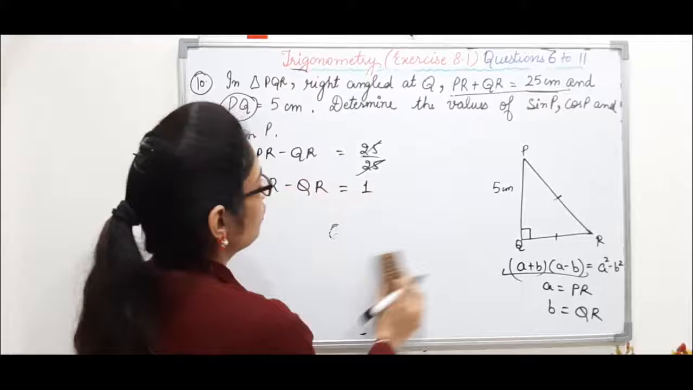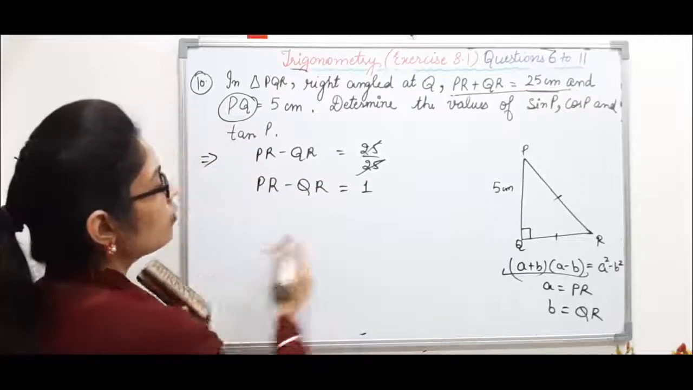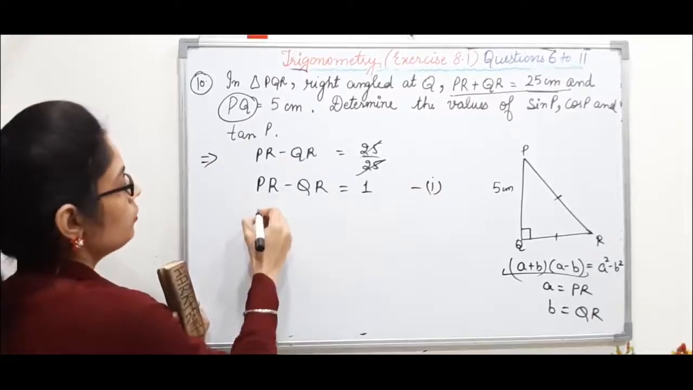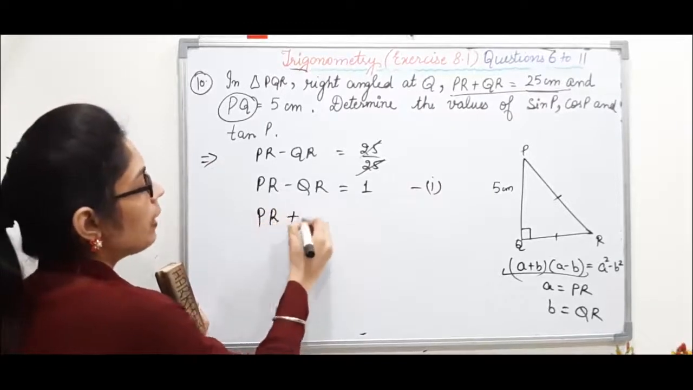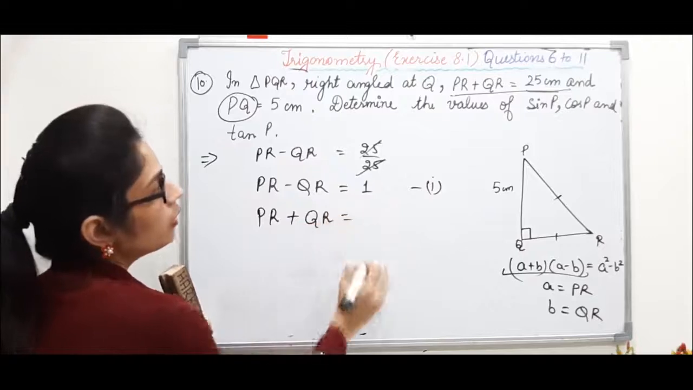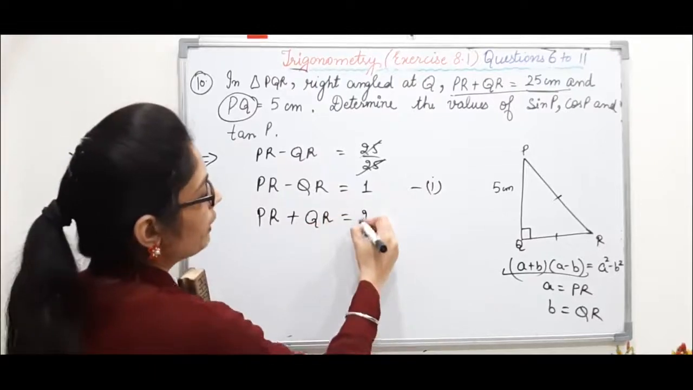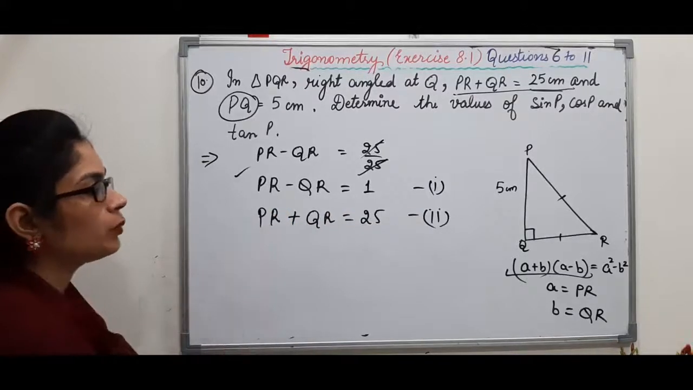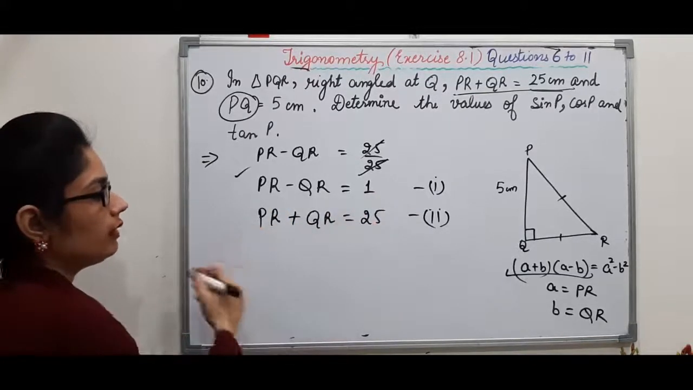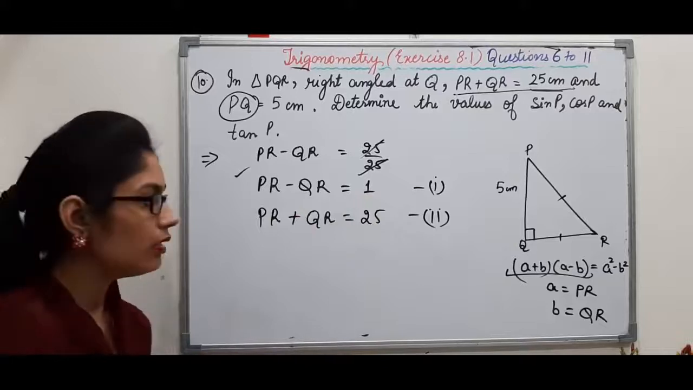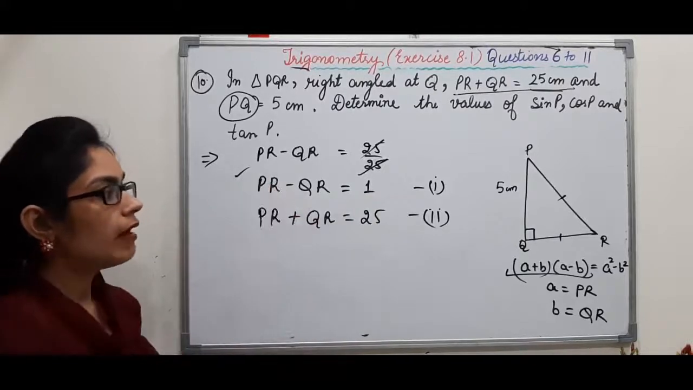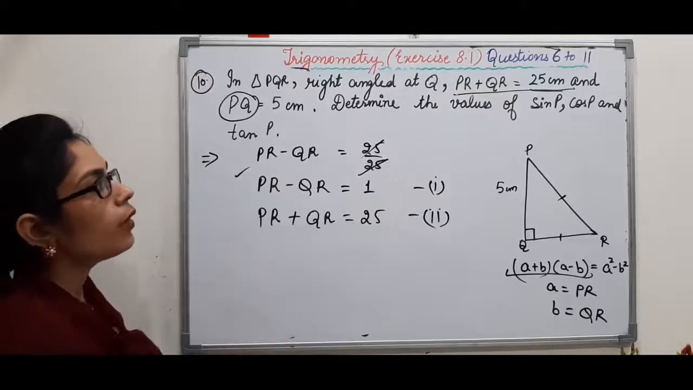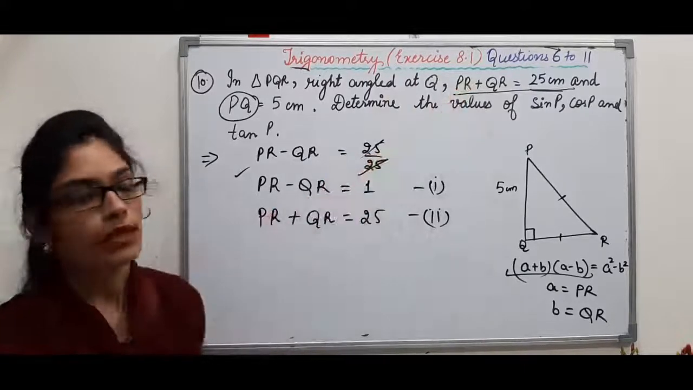Now let us assume that this is our one equation. So let's mark it as number 1. The other equation we have is PR plus QR equals 25. Now we have got two equations. The first one is PR minus QR equals 1, and the second one is PR plus QR equals 25. The first one we derived by using the Pythagoras theorem, and the second one is already given to us in the question.